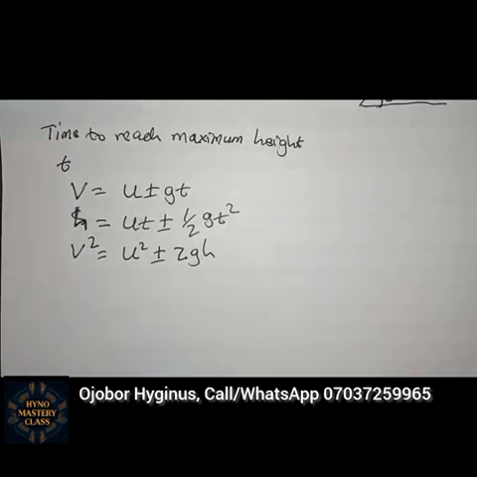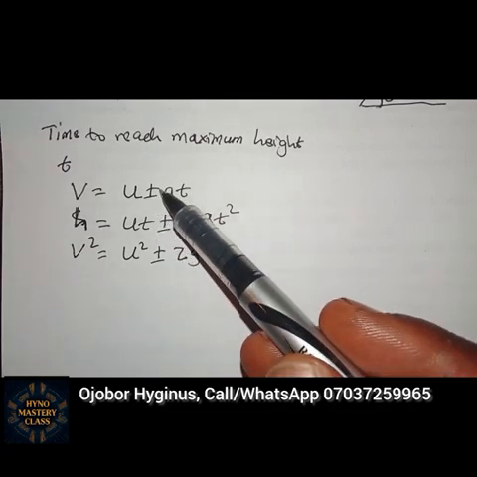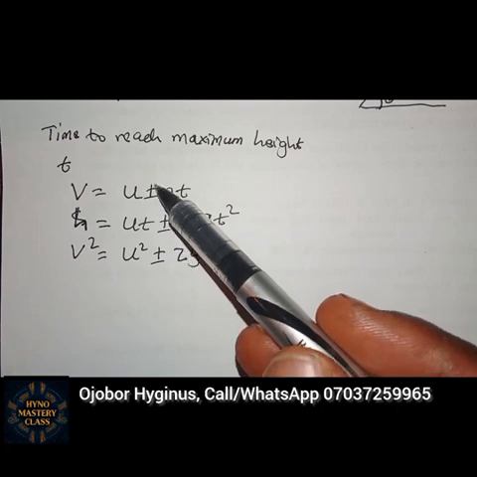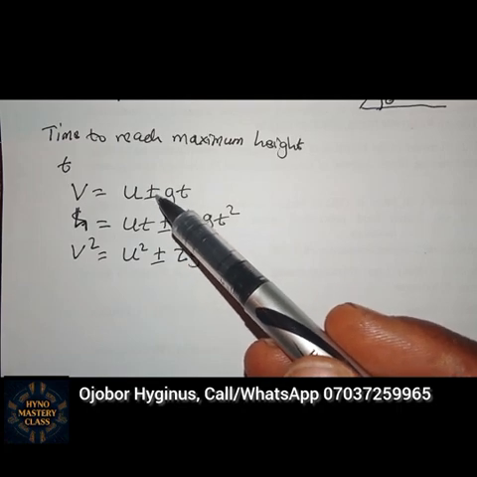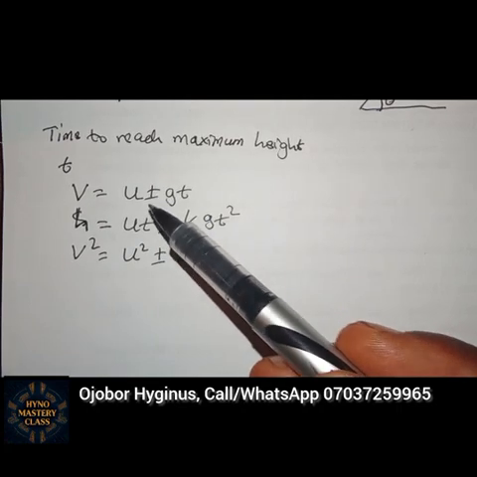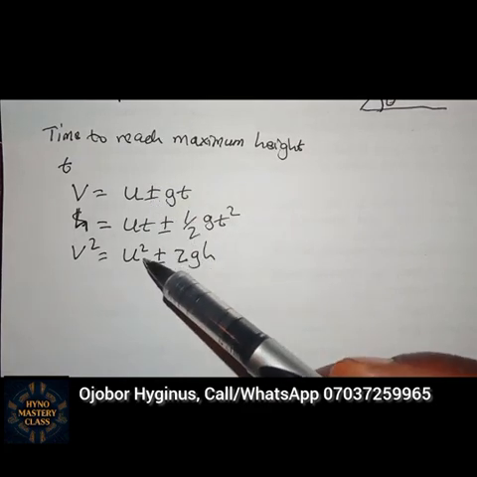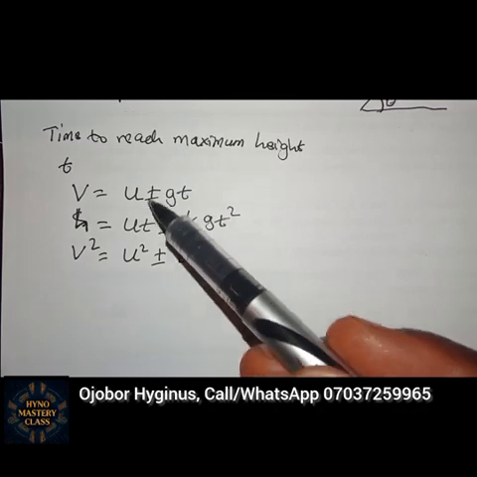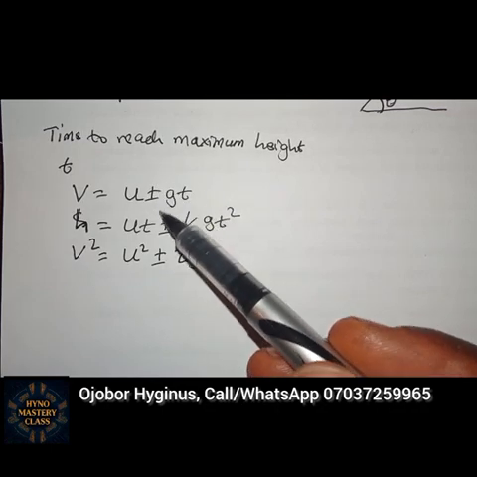Now, when a body is projected vertically upwards, you remember that this plus or minus, I said, we do not use the two of them at the same time. It is either plus or minus, and we make use of minus when the body is going upwards. We make use of plus when the body is coming down.